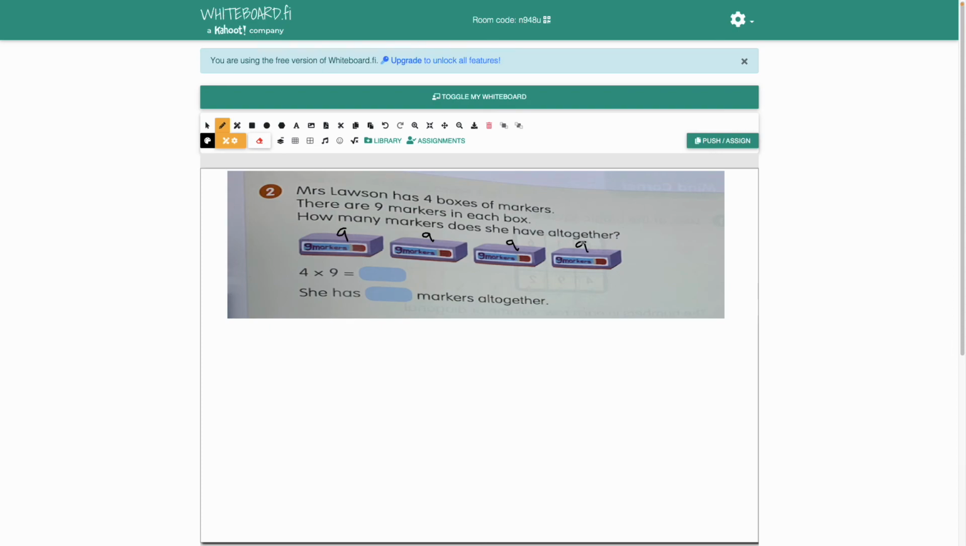36. So 4 9s are 36. You know how these children are saying it so fast? They are preparing themselves with tables. Tables are very important. I want you to learn by heart the 2 tables, 3 tables, 4 tables, 5 tables. Well done, amazing. So she has how many markers then? 36 markers. Perfect, very good. Are you done?